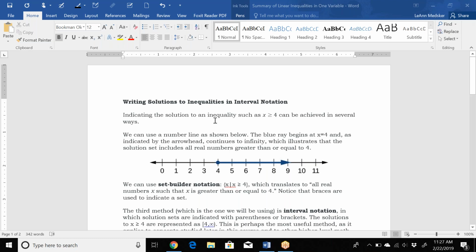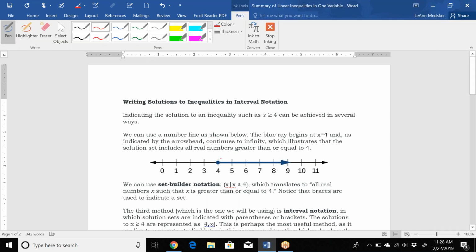Indicating the solution to an inequality, such as x is greater than or equal to 4, can be achieved in several ways. This is what we call just writing it as an inequality solution, but we could use a number line to show our answer. Because this is x is greater than or equal to 4, we include a closed circle on 4, which indicates that the number is being used in our solution set. And then we're shading to the right because it is greater than, and the numbers that are greater than 4 are to the right.